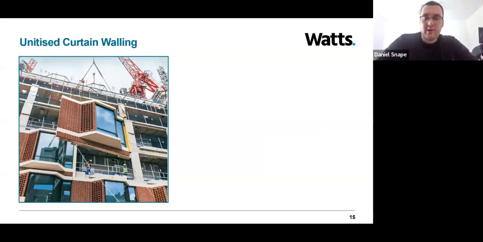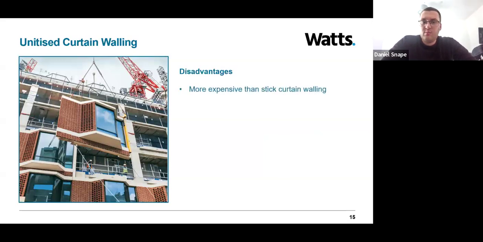So, as with any type of facade system, it does have some disadvantages. Let's have a look at what some of those are. Unitized curtain walling is typically more expensive than stick curtain walling due to the initial manufacturing costs. You also need to consider increased time and planning off-site.